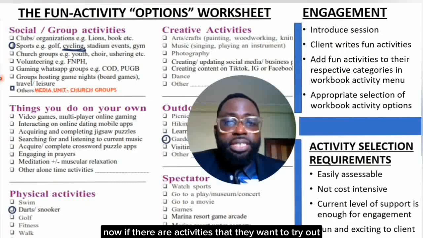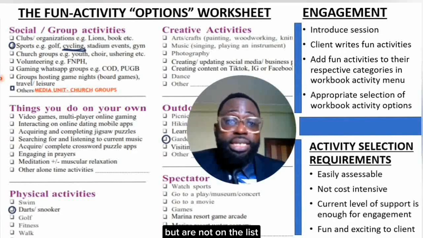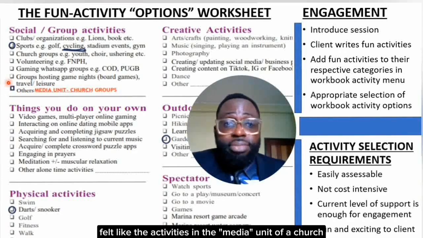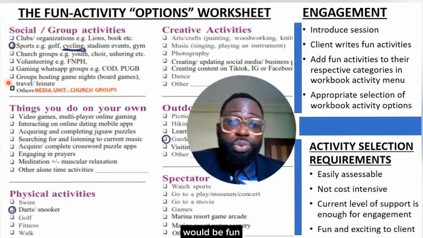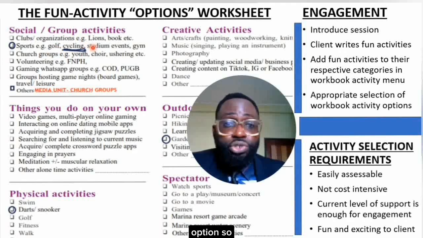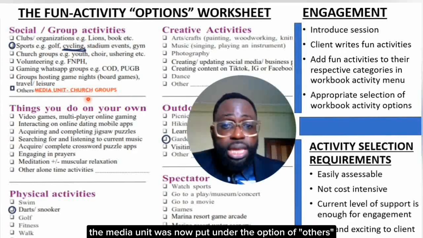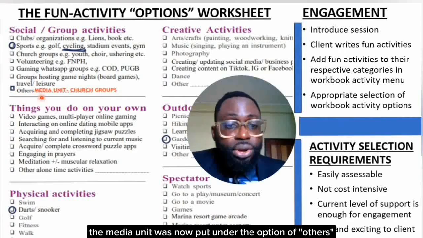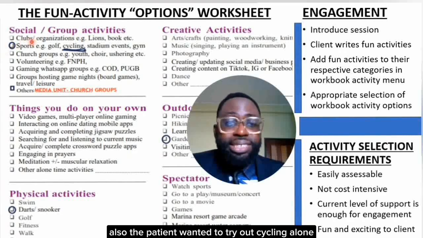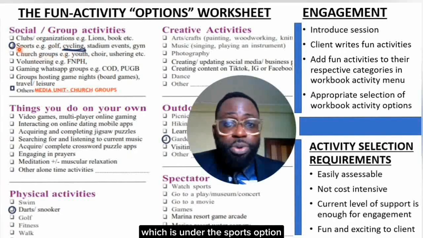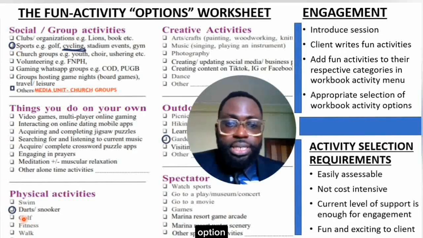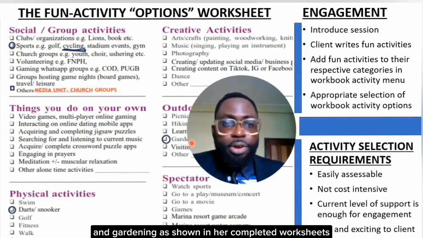Now, if there are activities that they want to try out but are not on the list, this can be written down under the others option. Example, a patient felt like the activities in the media unit of a church would be fun, but there's no media unit under the church group option. So the media unit was put under the others option under the social group category. Also, the patient wanted to try out cycling alone, which is under the sports option. She also chose that under the physical activities option, and gardening, as shown in her completed worksheets.